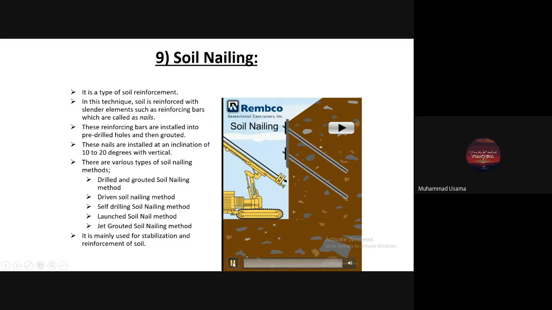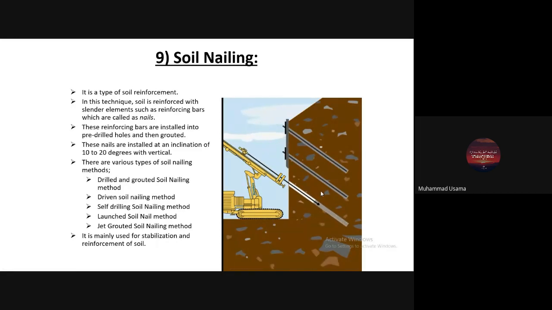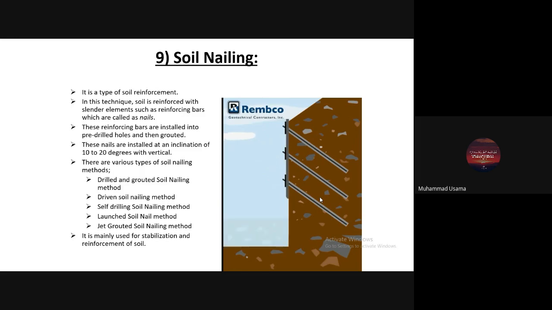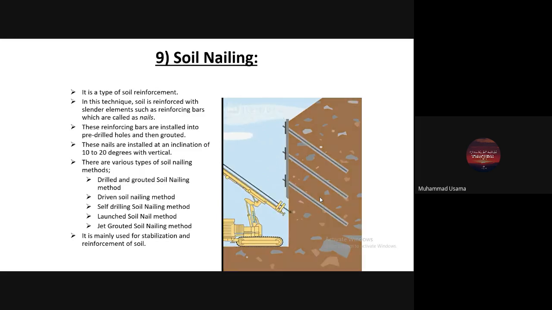Here in the video, a hole is drilled in the soil, and then it is filled with the grout. Then a steel probe is inserted in the soil. Now it is tightened by a plate. The shotcreting is done in the last.